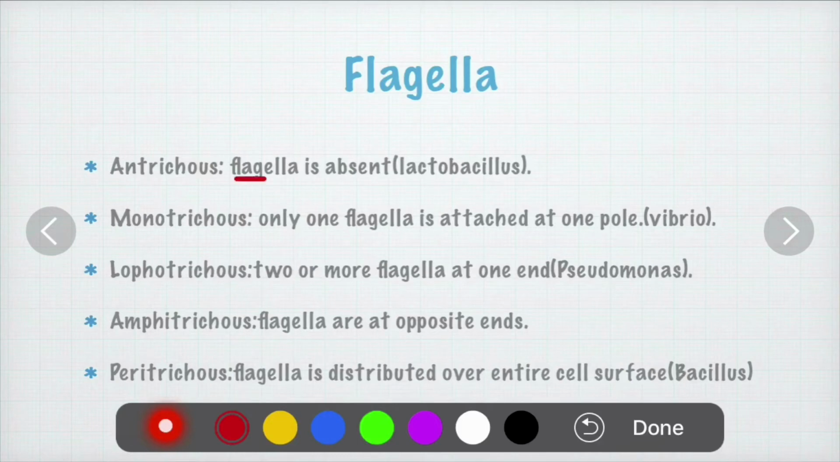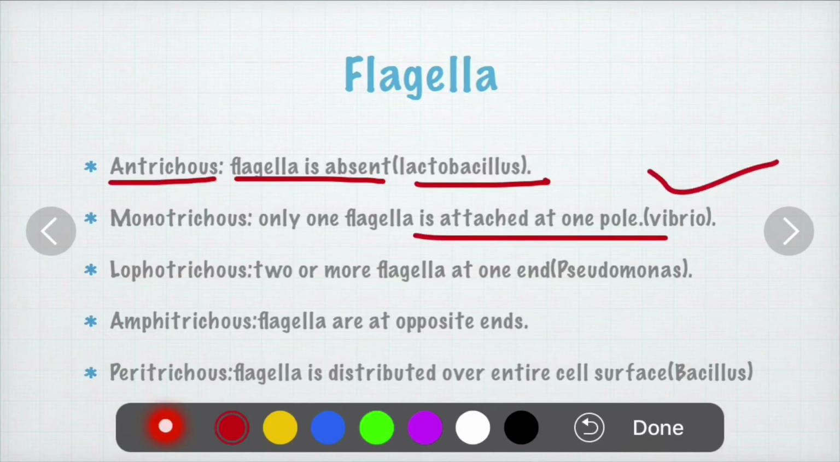If the flagella is absent, such as in the case of Lactobacillus, the condition is called atrichous. If the flagella is attached to one pole, for example in Vibrio, the condition is called monotrichous. If two or more flagella are present at the same end, such as in the case of Pseudomonas, that condition is called lophotrichous.